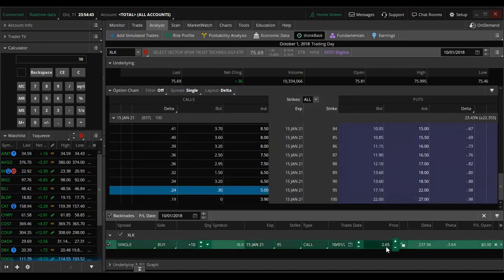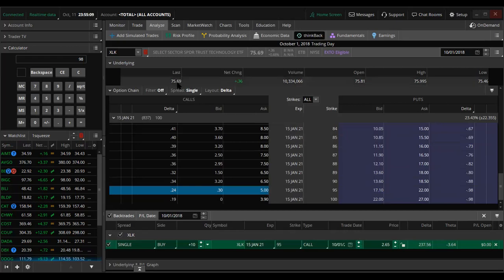Now it says back then it was going for $2.65, which means that you would have been able to buy one contract for $265 for the right to buy 100 shares of this stock at $95 when the current price was $75, which means that you had a span of a little more than 2 years for the price of this stock to move $20.